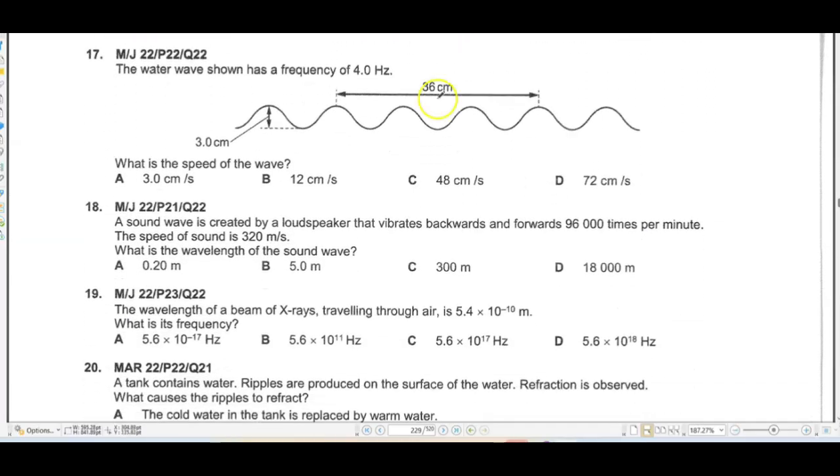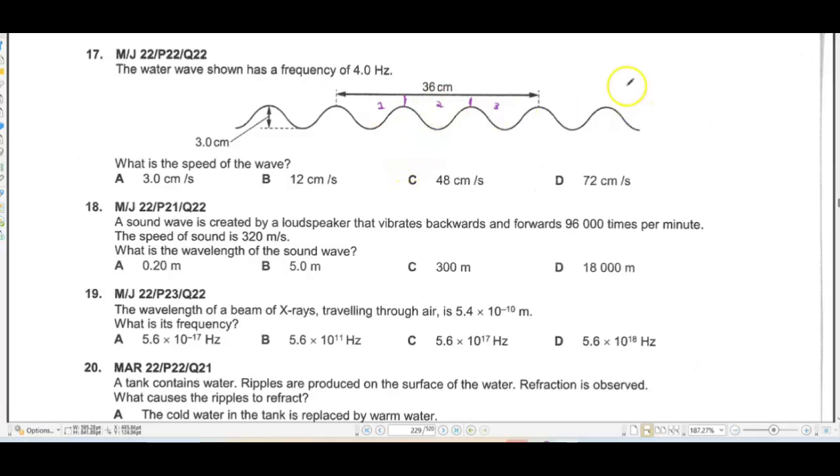Question number 17. The water wave shown has a frequency of 4 Hertz. What is the speed of the wave? Now they've given us the wavelength of 1, 2 and 3 waves, because the wavelength is the distance between two consecutive crests or troughs. So this is one wave, this is two wave, and this is the third wave.